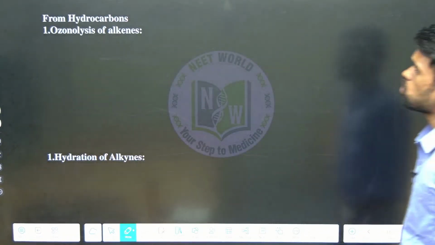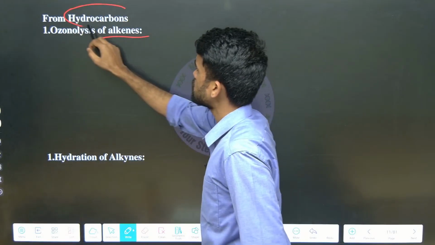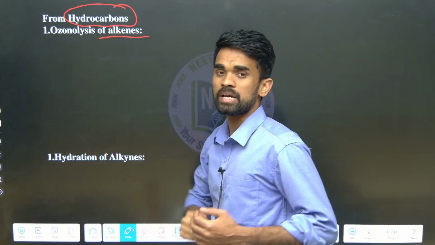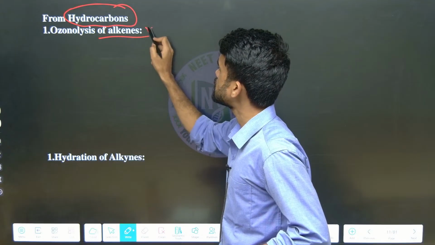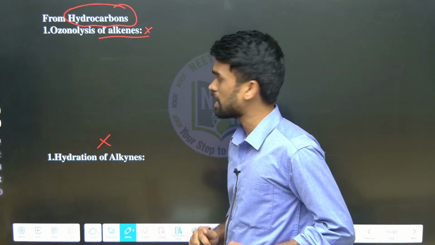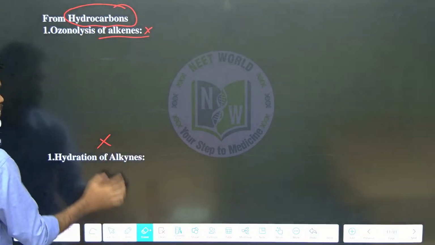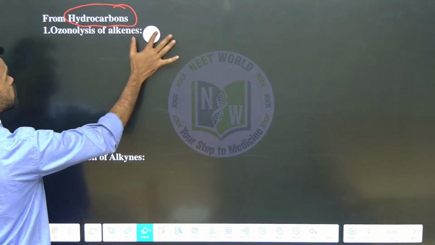Now, ozonolysis of alkenes. Guys, if you have studied hydrocarbons, the hydrocarbon chapter will not be completed without knowing ozonolysis of alkenes, hydration of alkynes, and other reactions I am going to show you now. All these reactions are very important in the hydrocarbon chapter itself.